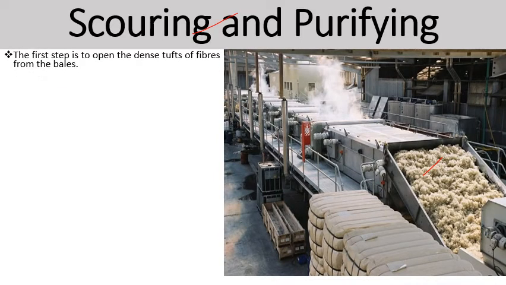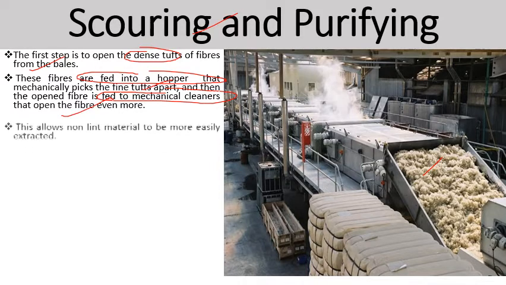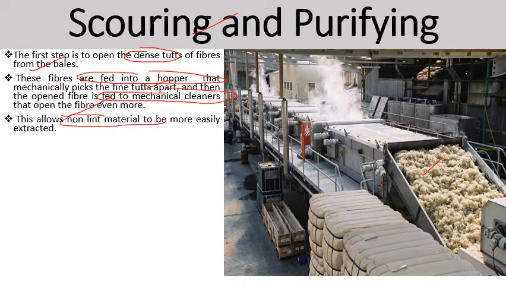So the first step is to open the dense tufts of fibers from the bales. The fibers are fed into a hopper that mechanically picks the fine tufts apart, and then the opened fiber is fed to mechanical cleaners that open the fiber even more. So fibers are opened first. This allows non-lint material to be more easily extracted.